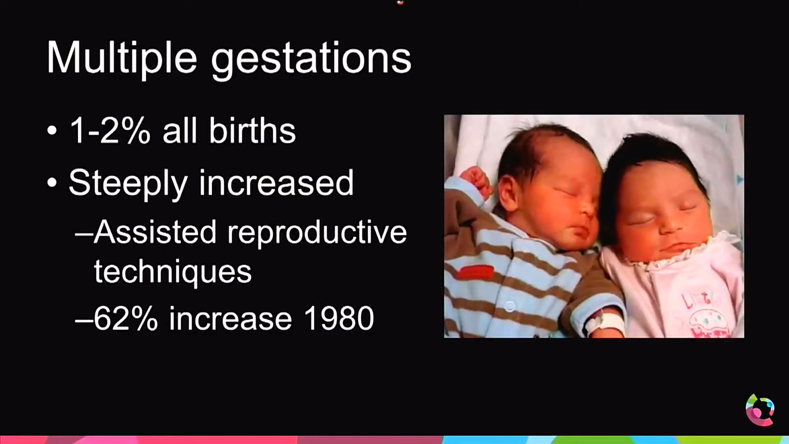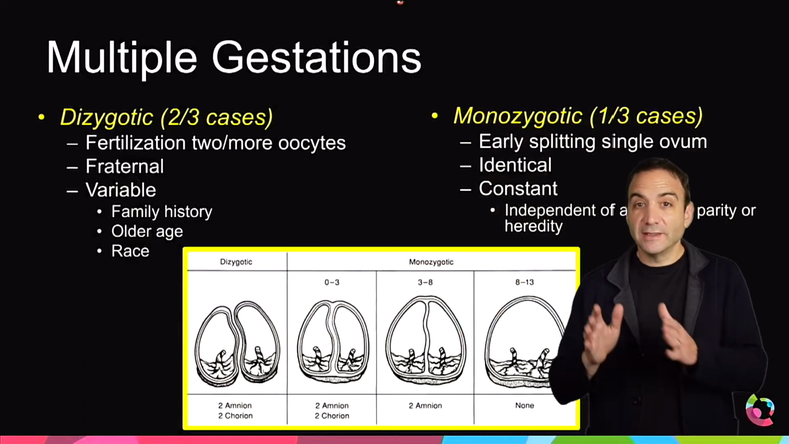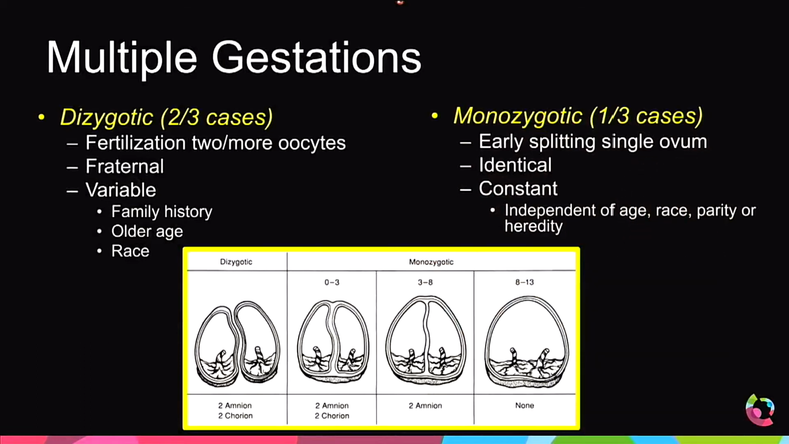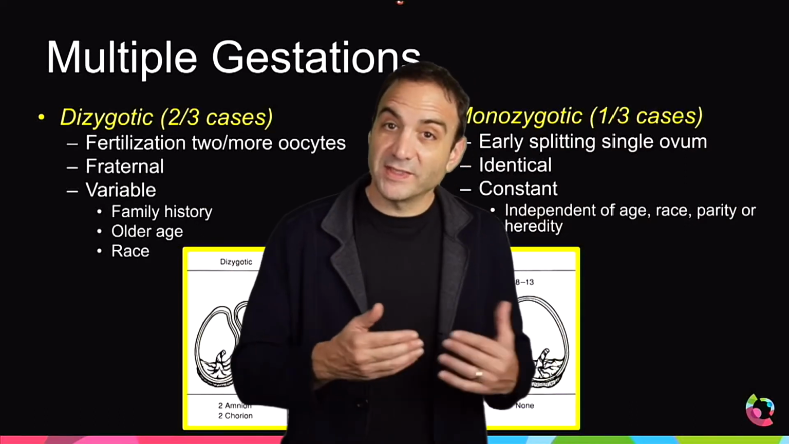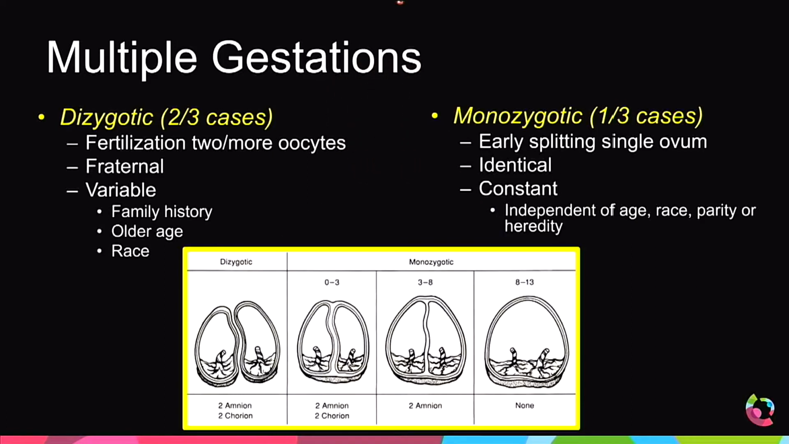Multiple gestations represent about 1 to 2% of all births and have really increased since the 1980s because of assisted reproductive techniques. So there are two types of multiple gestation, dizygotic and monozygotic. We can either have fertilization of two eggs, which makes dizygotic or fraternal twins. On the other hand, monozygotic twins are actually splitting of a single ovum and result in identical twins, and it is a constant epidemiology for monozygotic twins.